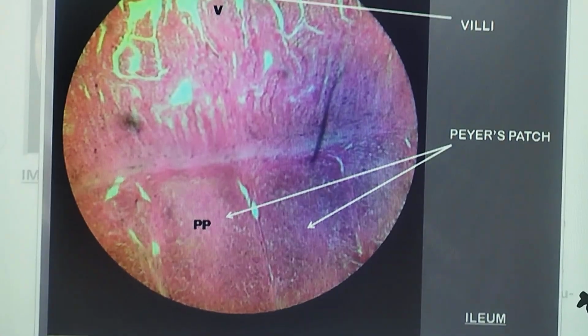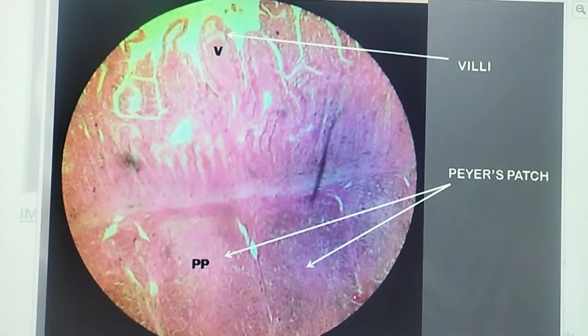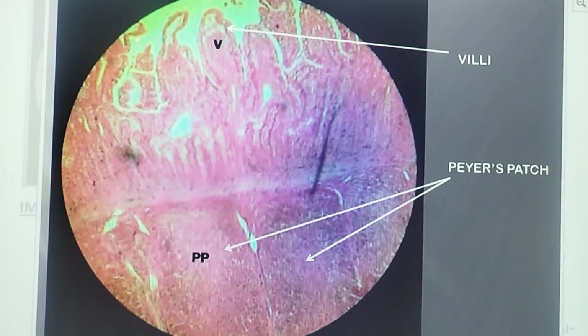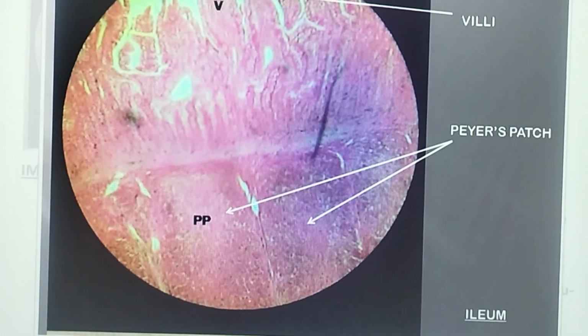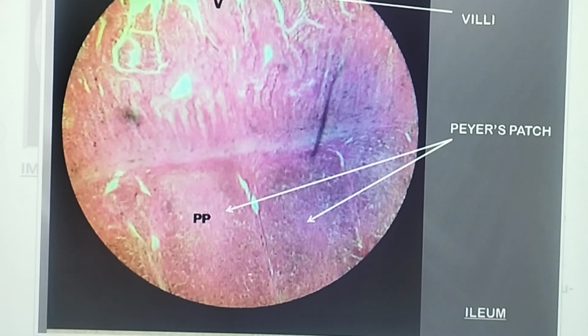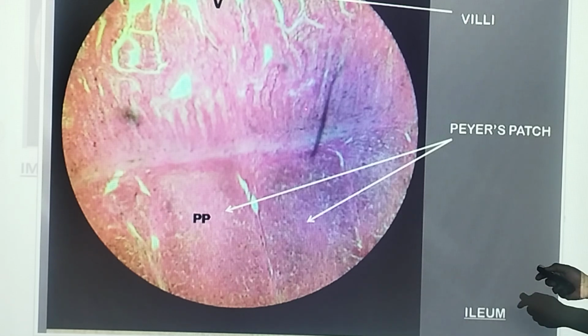So this is the slide about the ileum. We have discussed all the important identifying points. Remember, here only mucosa and submucosa are seen. The inner circular, outer longitudinal muscle layer and also the serosa are not seen in this slide, but this much is enough for you to identify this slide as ileum.